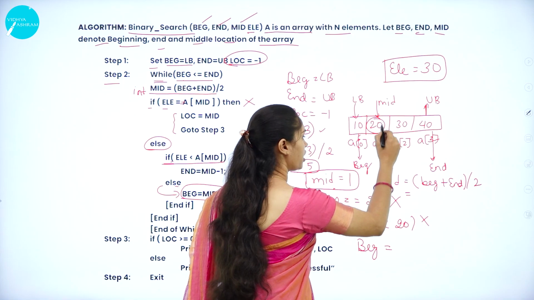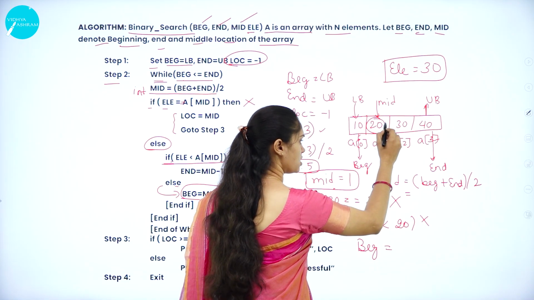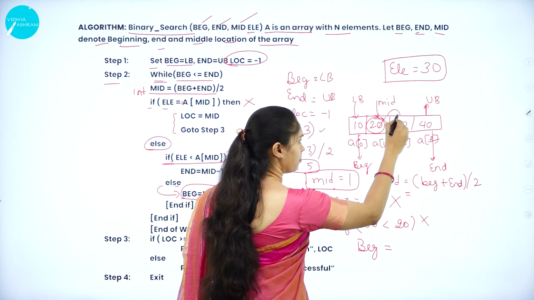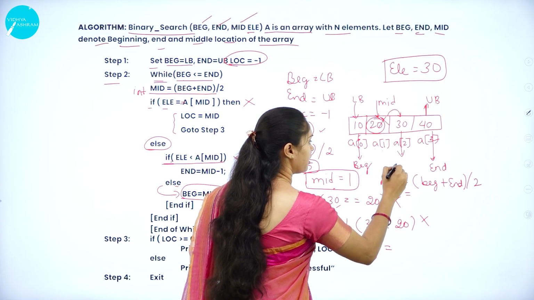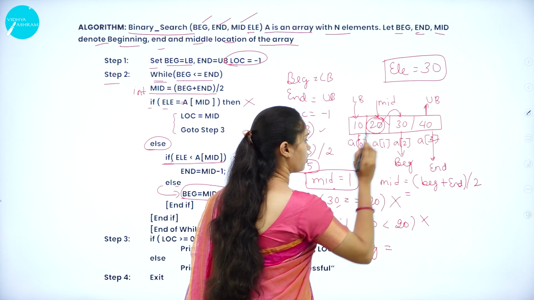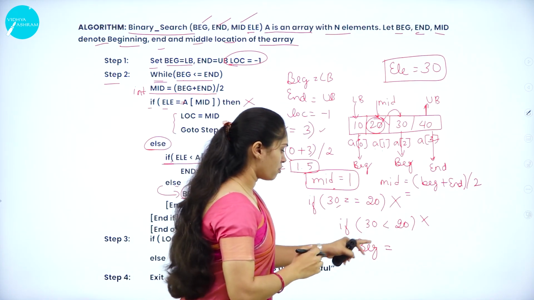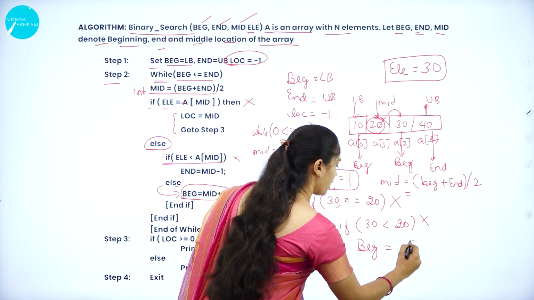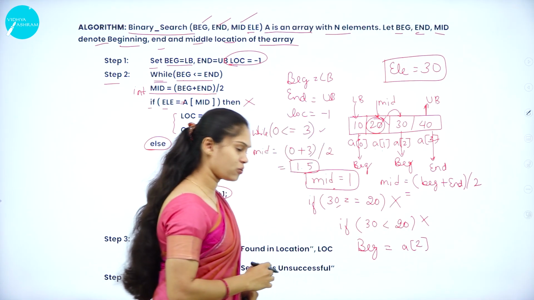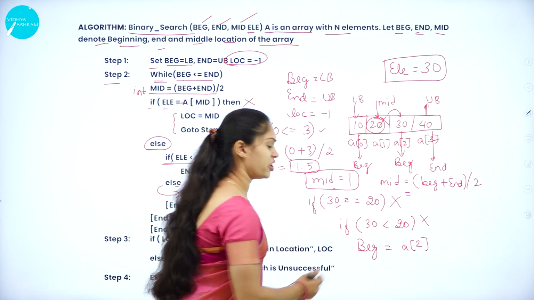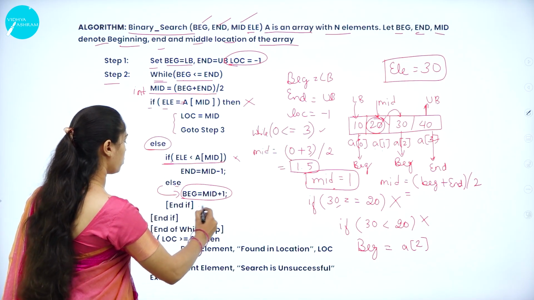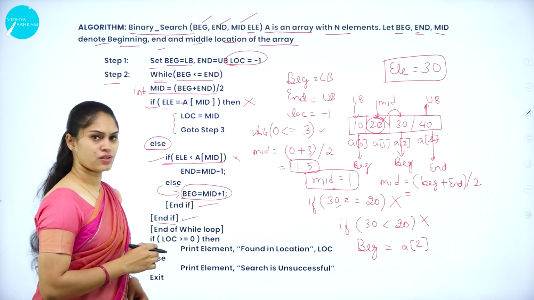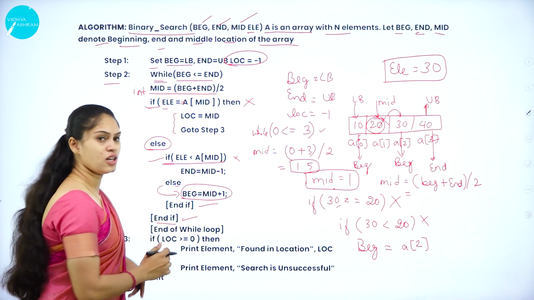Then I am going to make the beginning as mid plus 1. That means this becomes the end of the element and this is going to be the new beginning. So beginning is equal to mid plus 1. As of now my beginning will be A of 2. So now beginning is equal to A of 2. That means we are going to end this if loop, but we are not going to end the while loop.